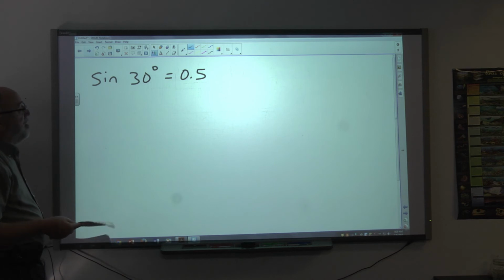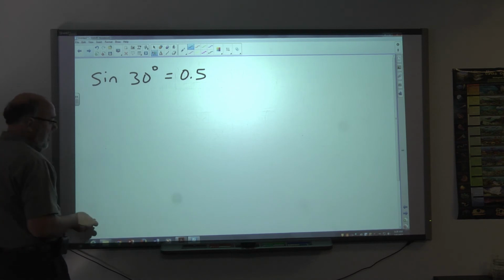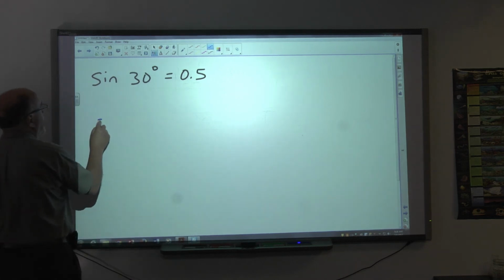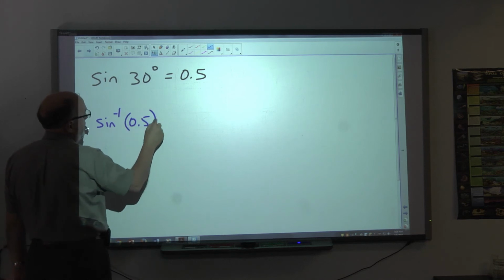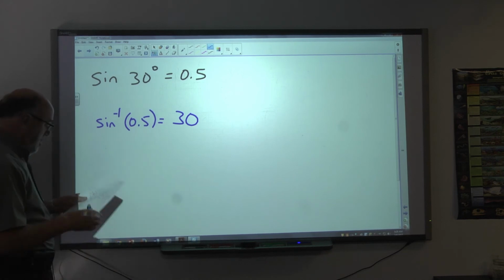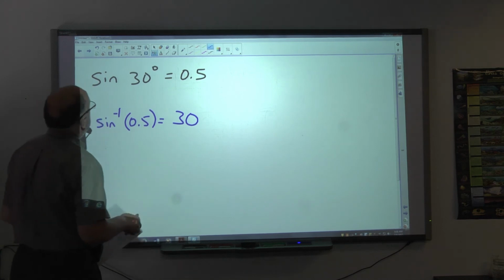You'll also notice on your calculator that right above the sine button, you'll see things like sine minus 1, cosine minus 1, tangent minus 1. So if I ask what is the sine inverse of 0.5, you should get back 30 degrees. Those two are opposites of each other.